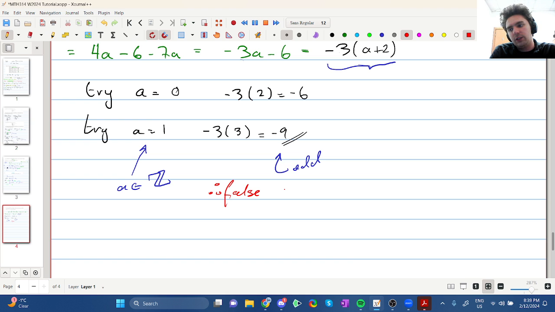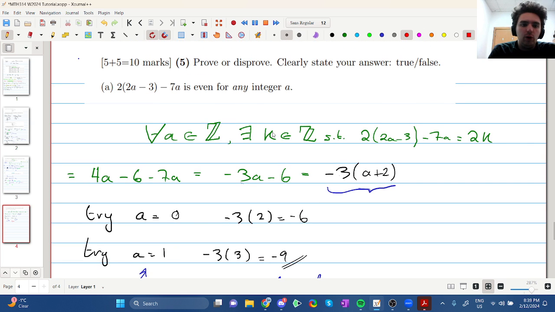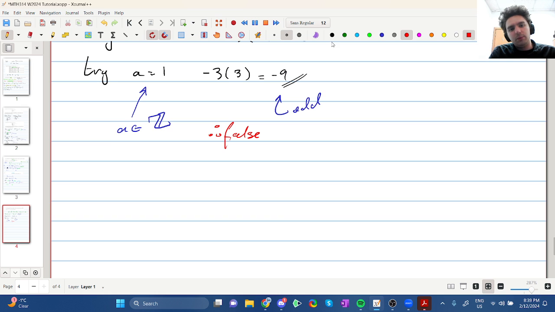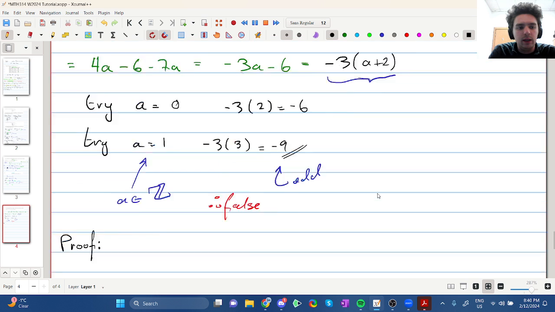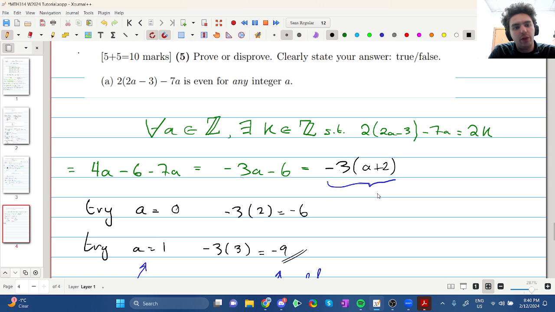Do we need to negate the symbolic form for the proof? For example, if the question asks to use symbolic proof in your proof statement. Yeah, if I were writing this, I would prove the negation. Let's write that quickly. Proof: I take the negation of this. So that is even for any integer a. Well, there exists some integer a such that this is odd.